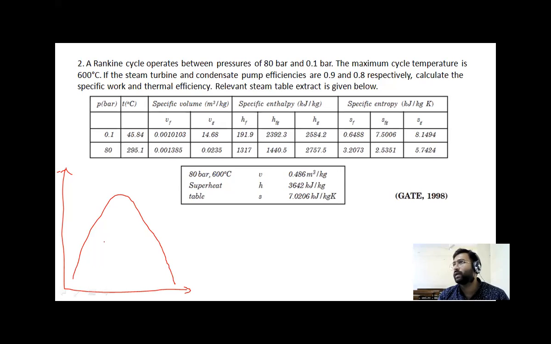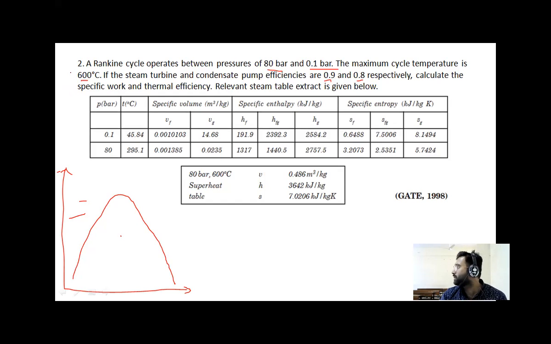Now see, pay attention here. They have given you two pressure values. The 80 bar, that is the boiler pressure, and here the 0.1 bar, that is the condenser pressure. Again, they have given you turbine efficiency 0.9, pump efficiency 0.8. They have given you the maximum cycle temperature is 600 degrees Celsius. Also, they have given you the properties at 80 bar, 600 degrees Celsius.